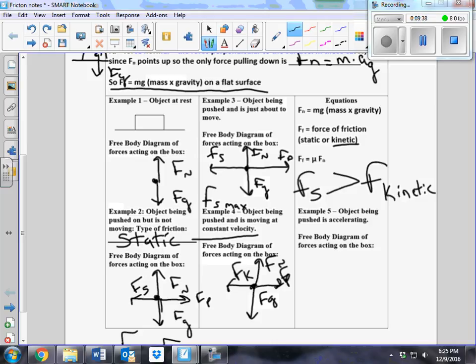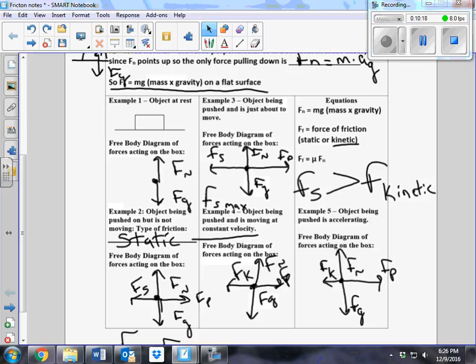So the last example I'm giving you: object pushed and being accelerated. Finally, an unbalanced force. Newton's second law. An unbalanced force will cause the mass to accelerate. So here's my box. Once again, force of gravity is exactly the same, and then I have force normal, exactly equal to my force due to gravity. And then I have some force I'm pushing with, but I'm accelerating. If I'm accelerating, I have an unbalanced force. So that means that my kinetic friction force has to be less than the force that I'm pushing because the box is accelerating. Once again, applying Newton's second law.